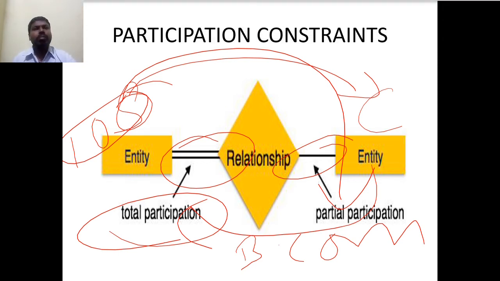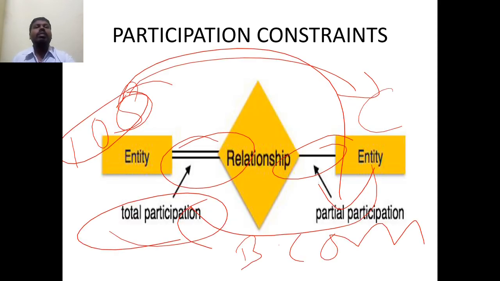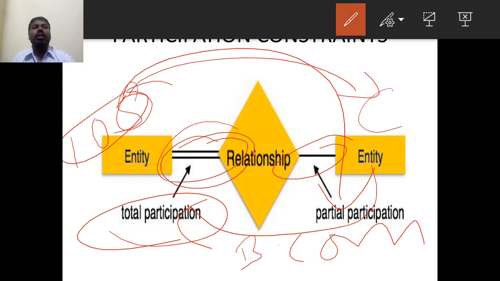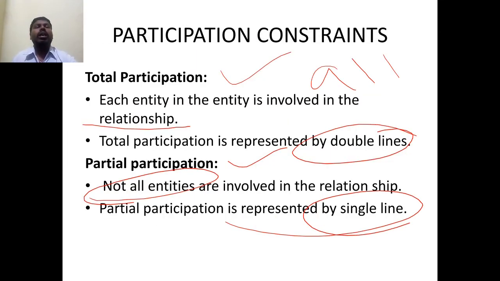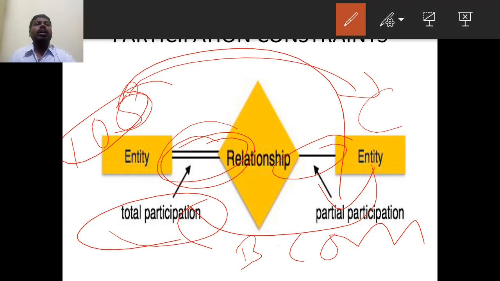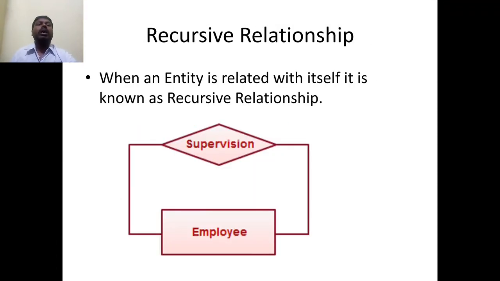Understand? Two simple concepts. What is total participation? In the sense, all the entities should be involved in the relationship. That is called total participation, which is represented by a double line. What is partial participation? It means not all the entities are involved in the relationship, which is represented by a single line. Too simple. Understand? Next, recursive participation.